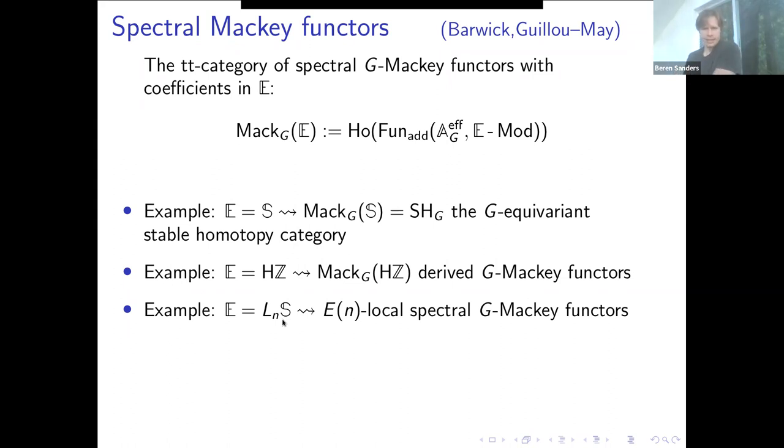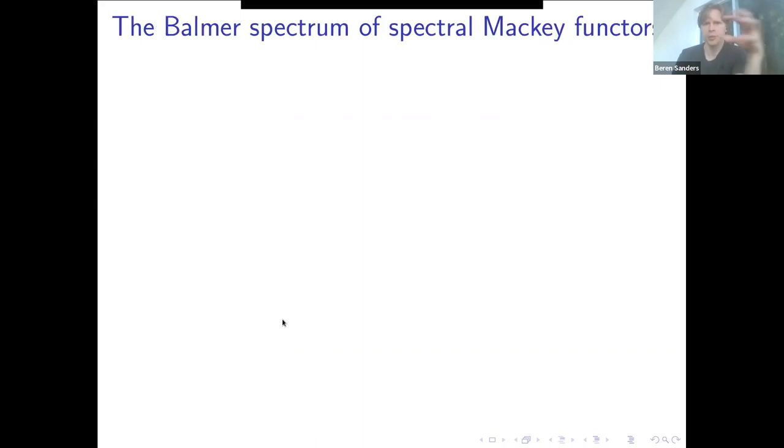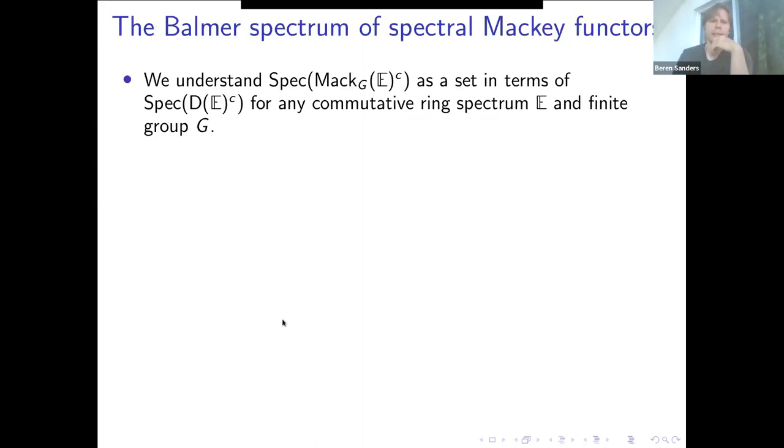So basically what I'm trying to get at is that these categories that I'm talking about, you can think of them all in terms of categories of spectral Mackey functors valued in different commutative ring spectra, okay? And so these are the kinds of categories we are applying our theory to. And again, we'd like to understand something about the Balmer spectrum of these categories. It turns out that we understand the spectrum of these categories of spectral Mackey functors as a set in terms of the Balmer spectrum of the derived category of the commutative ring spectrum of coefficients that we're using.